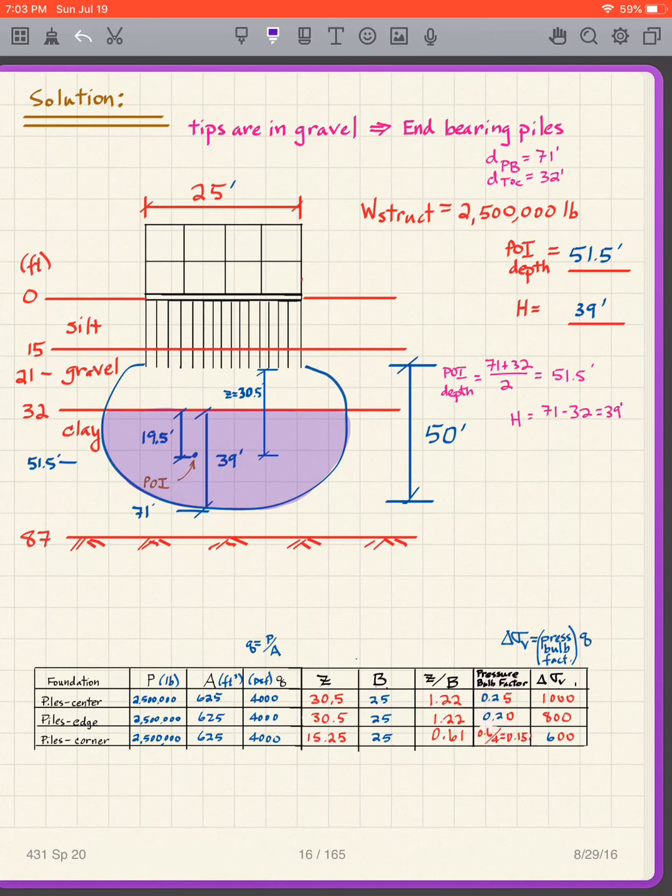So when I want to come up with my delta sigma v, I multiply my pressure bulb factor times my Q. That's going to give me my delta sigma v. So 0.25 times 4,000 is 1,000. 0.2 times 4,000 is 800. 0.15 times 4,000 is 600. This is what I want, that last column, and that's pretty much why we did this particular exercise.